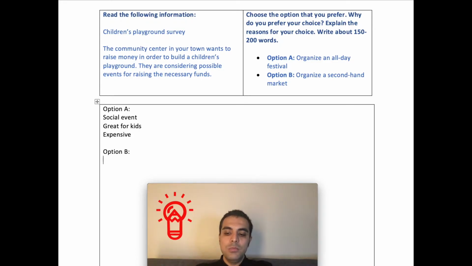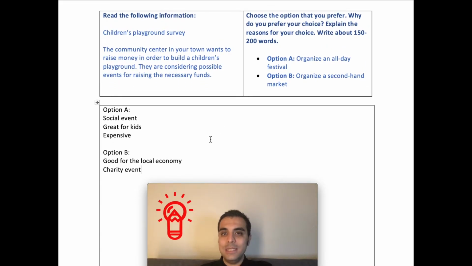So we could argue that this is economically sound. It's good for the economy, the local economy, I mean. So it's good for the local economy. That's one advantage. Another advantage would be it can turn into a charity event. So charity event is something else that I would like to possibly discuss. And so I have my reasons. As long as you have two reasons or two ideas for each side, you should be good.